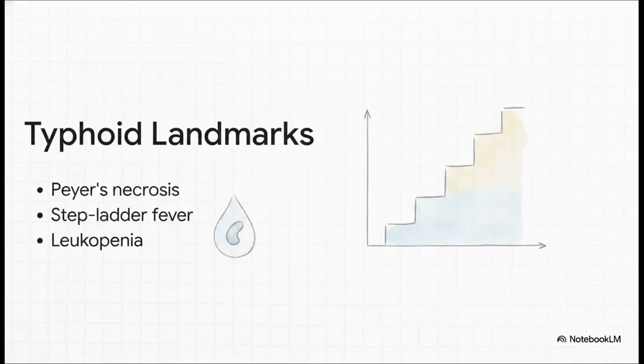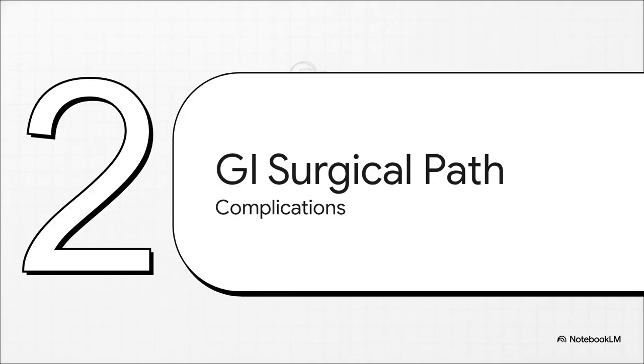Let's lock in those typhoid exam pearls. The pathological landmark is selective hyperplasia followed by necrosis of the ileal Peyer's patches. For your clinical mnemonic, always look for that triad: relative bradycardia, a step-ladder fever profile, and leukopenia on the CBC. Section 4, GI surgical pathologies, complications and obstructions.